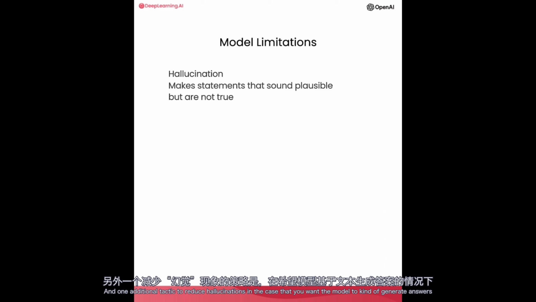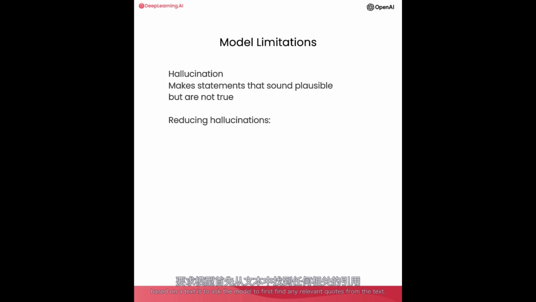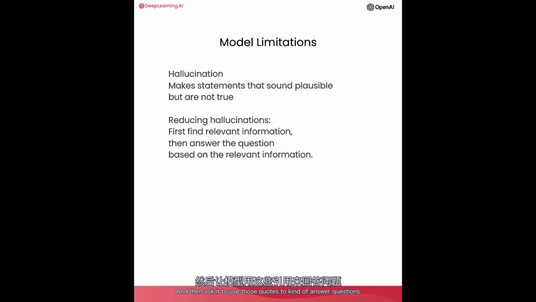And one additional tactic to reduce hallucinations, in the case that you want the model to generate answers based on a text, is to ask the model to first find any relevant quotes from the text, and then ask it to use those quotes to answer questions. And having a way to trace the answer back to the source document is often pretty helpful to reduce these hallucinations.